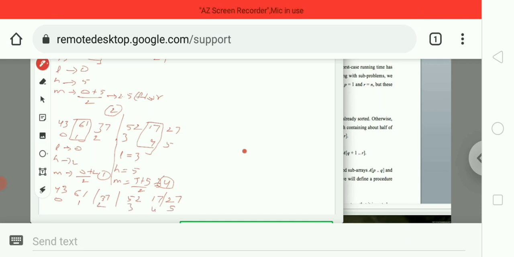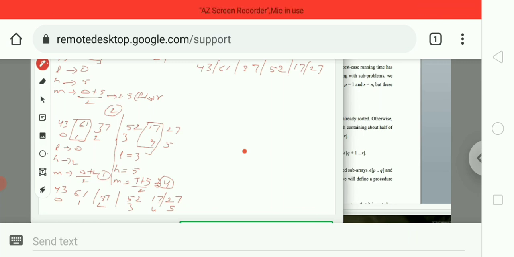Okay, now again we have to find the mid value for these particular elements. So here low is 0, high is 1, and mid is 0 plus 1 divided by 2, that means 0 point something will come, and we have to use the floor value here. So 0. So here 43 will come in 1, 37, 52, 17, 27. So in this way we have to divide all the elements.